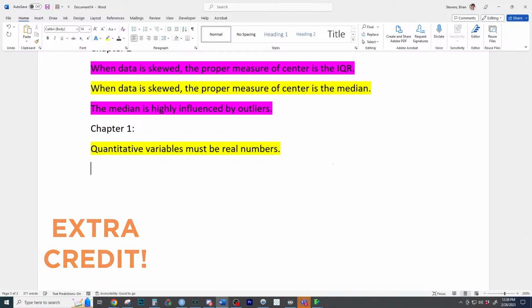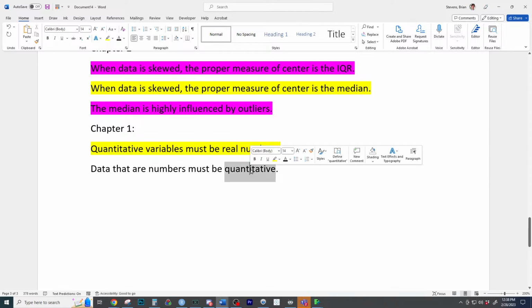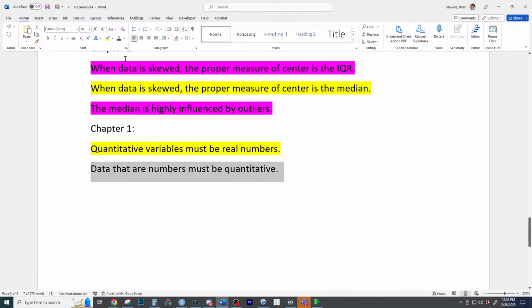We can do the reverse, though, and say data that are numbers must be quantitative. True or false? Data that are numbers must be quantitative. This is false, because you could collect something like gender or the state someone's born in as numbers. Just because things are numbers doesn't mean they're quantitative. Like zip code is not a quantity of zip code.